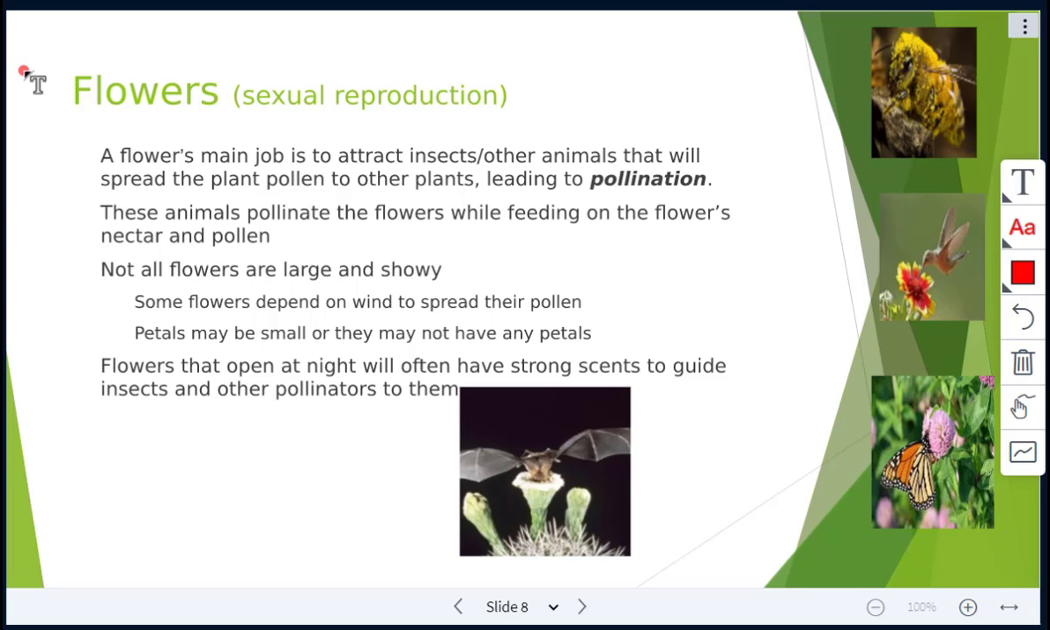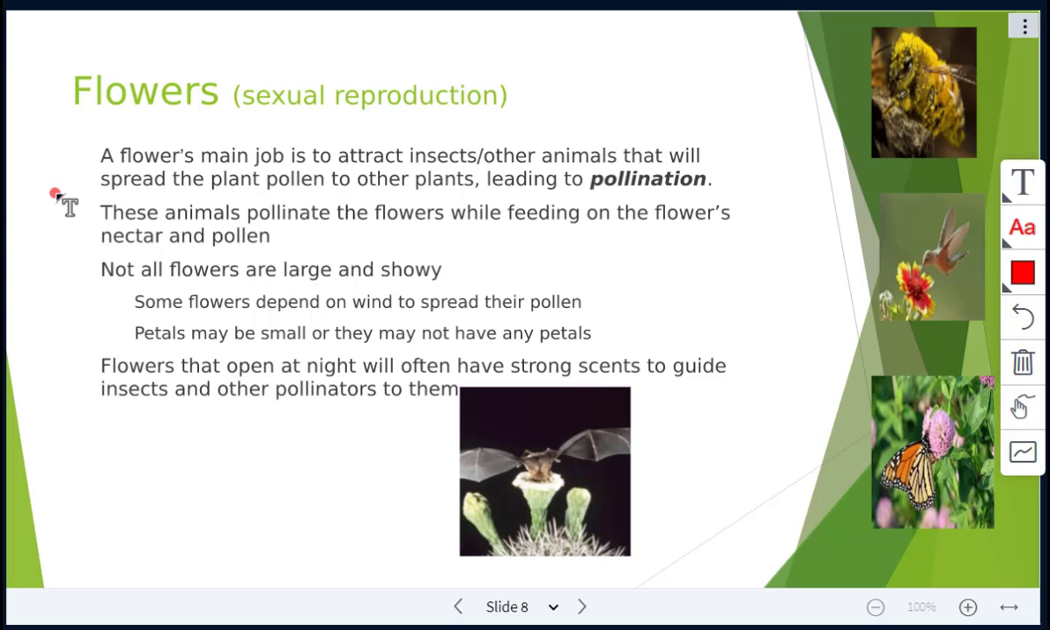All right, next we're going to talk about flowers. So again, we're still looking at sexual reproduction. So when we look at flowers, the main job of flowers and the petals that we see on flowers is to attract insects and other animals. This will allow the spread of the plant pollen to other plants, which will lead to pollination.